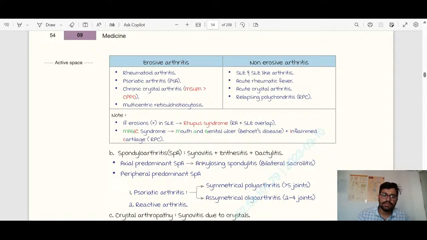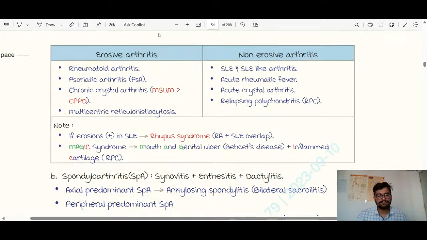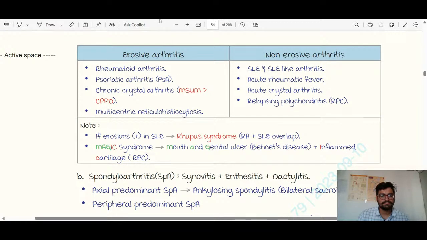So what are the erosive and non-erosive arthritis? Rheumatoid arthritis, psoriatic arthritis, chronic crystal arthritis. In that, MSUM is more affected than CPPD. Multicentric reticulohistiocytosis. These all are erosive arthritis.